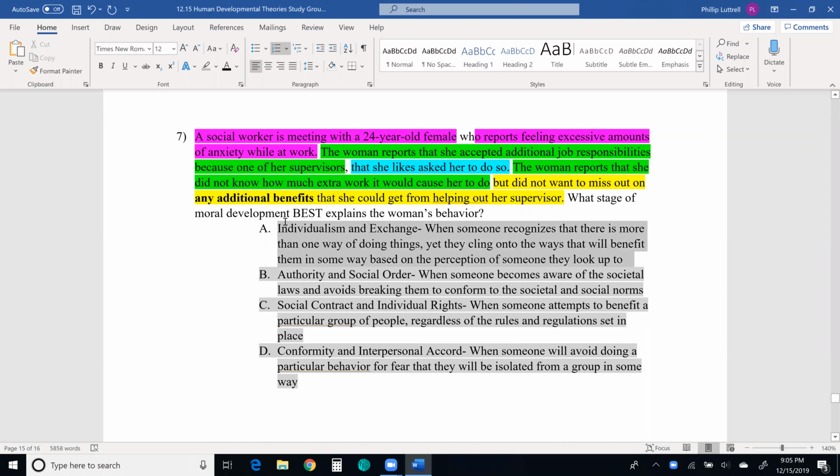So I'm going to do individualism versus exchange because I will do this for you and you'll do something for me in the future. So that's how we look at that question in particular. I'm doing something that I don't like to get a reward that I would like to get in the future.